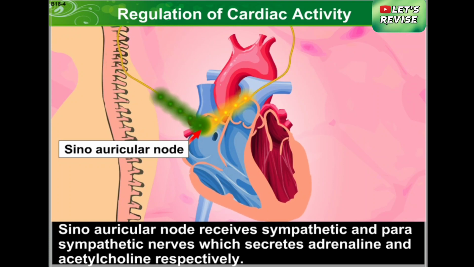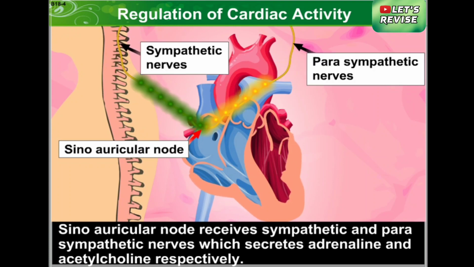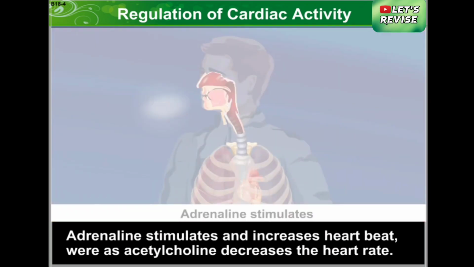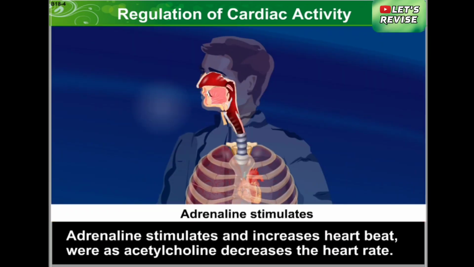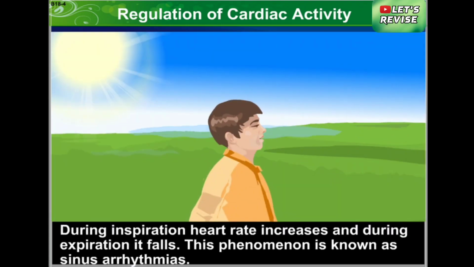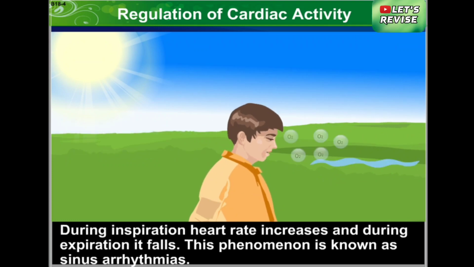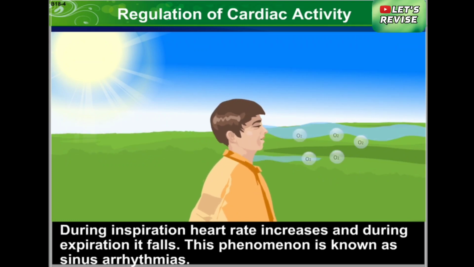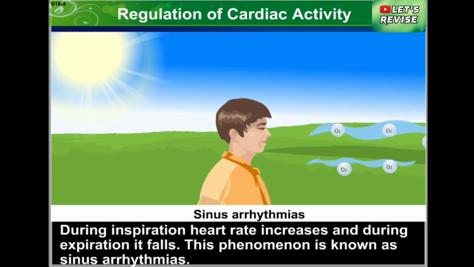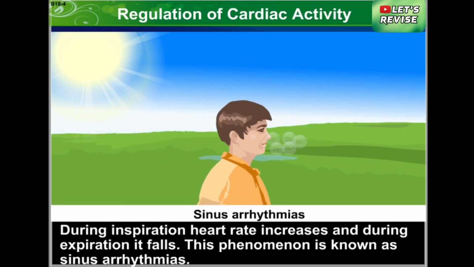The sino-auricular node receives sympathetic and parasympathetic nerves, which secrete adrenaline and acetylcholine, respectively. Adrenaline stimulates and increases heartbeat, whereas acetylcholine decreases the heart rate. During inspiration, heart rate increases, and during expiration, it falls. This phenomenon is known as sinus arrhythmias.